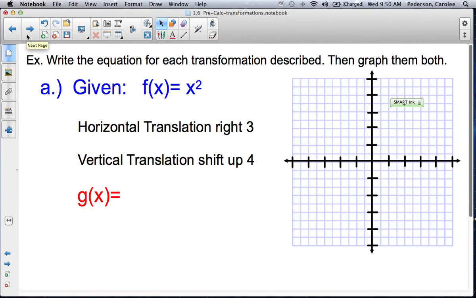So yesterday we learned all about the different types of transformations. So now we're going to go ahead and apply those transformations to the parent function, write the new function, and then graph it out. So we're given a parent function of f of x equals x squared.